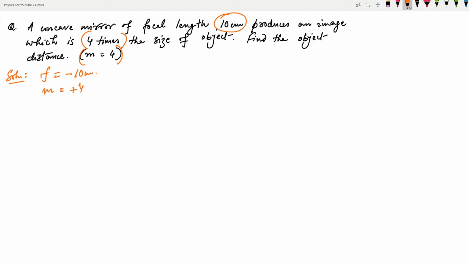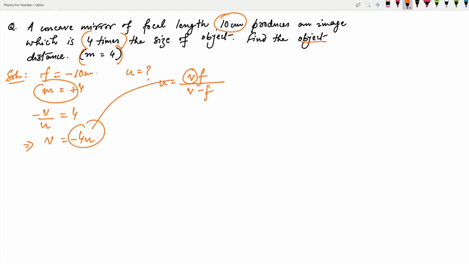Now you need to find the object distance, that is basically you need to find u. So simple as that. We know that u is equal to vf divided by v minus f. Just follow how I am doing it. You know this formula, so you need to substitute the value of v here in terms of u, and you can do that by the magnification formula. Minus v by u is actually 4 from the formula of magnification. Therefore, we can say that v is equal to minus 4u. Now just put this value here and you'll get it.